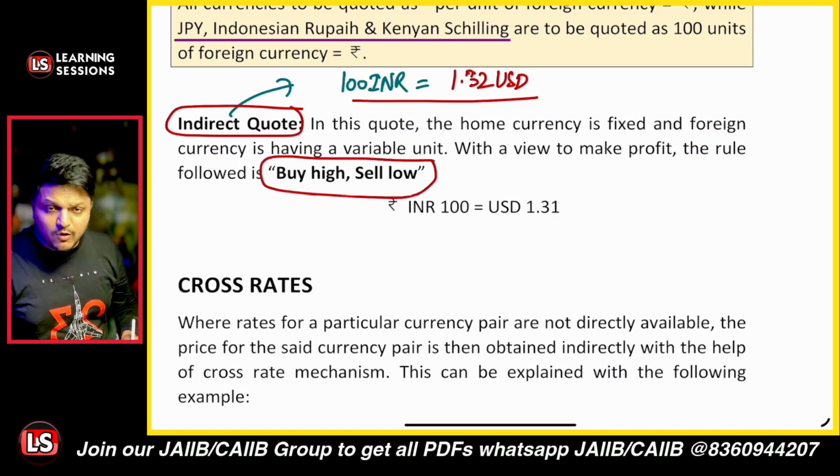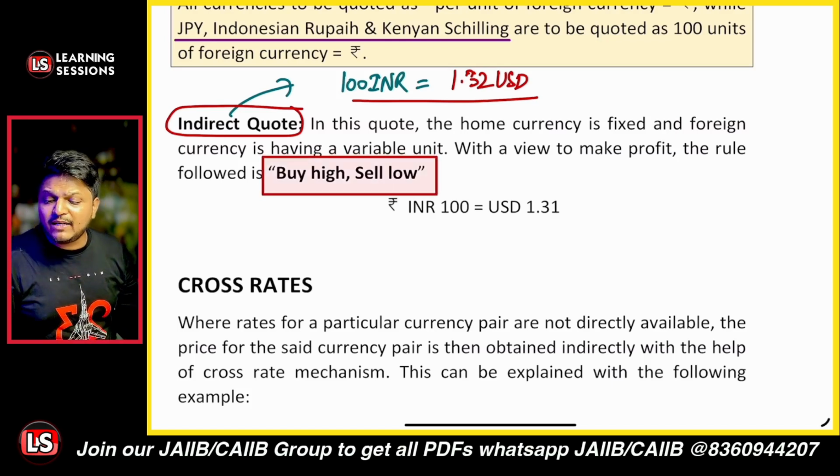For the direct cost, if you want to make a profit, it is buy low, sell high. But for the indirect cost, if you want to earn the profit, it is buy high and sell low.